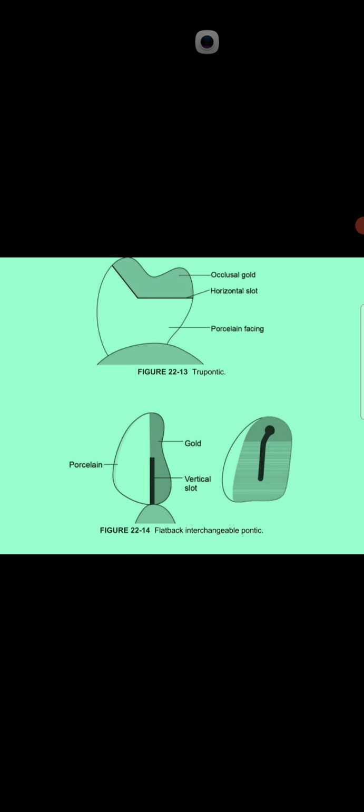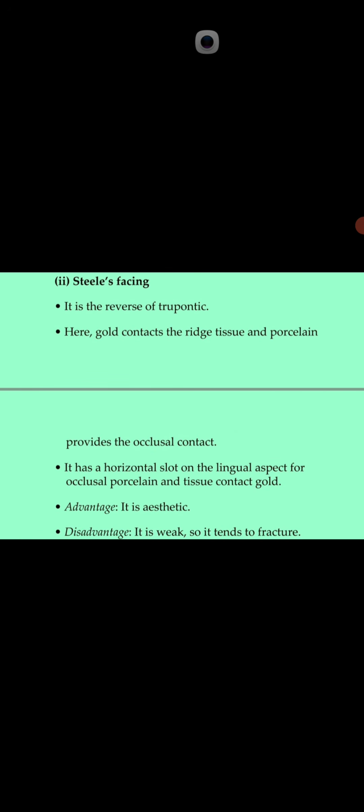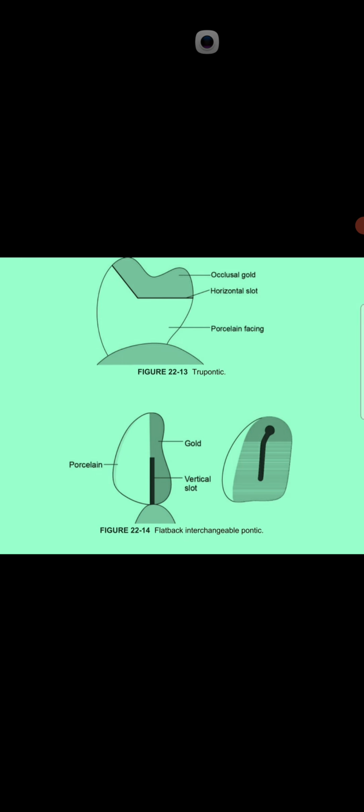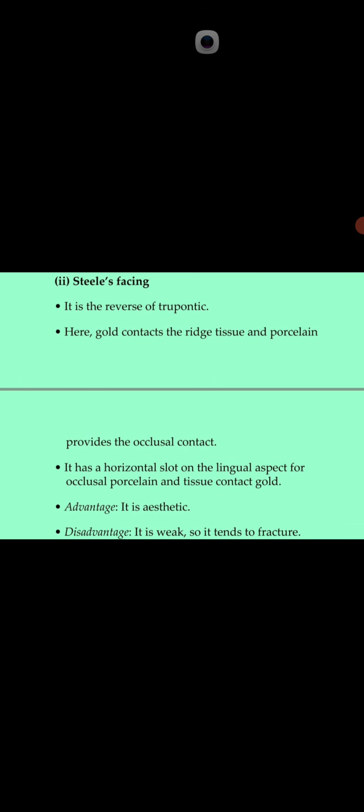Next, come to the steel facing pontic, which is the opposite of the true pontic. It is reverse of the true pontic. Here, gold contacts the ridge tissue and porcelain provides the occlusal surface. There is also a horizontal slot on the lingual aspect for occlusal porcelain and tissue contact gold. What are the advantages? It is aesthetic. Disadvantages: it is weak, so it tends to fracture, because there is porcelain on the occlusal surface which is weak and tends to fracture.